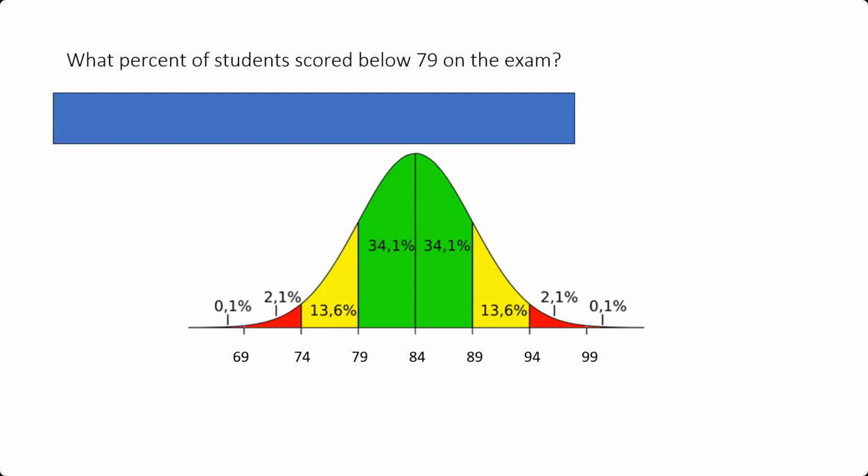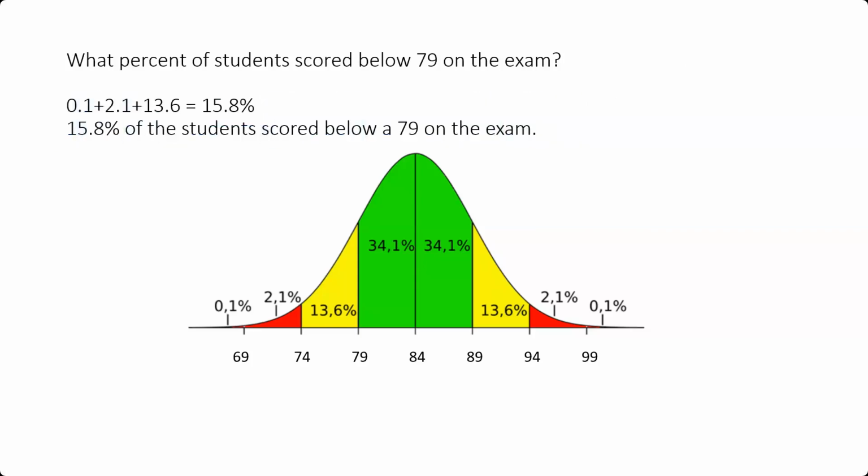What percent of students scored below 79 on the exam? So see where the 79 is and count the percents below it. 79 right here, so we have 13.6, 2.1, and 0.1. So 15.8% of the students scored below a 79. So the 15.8 percentile, 79.